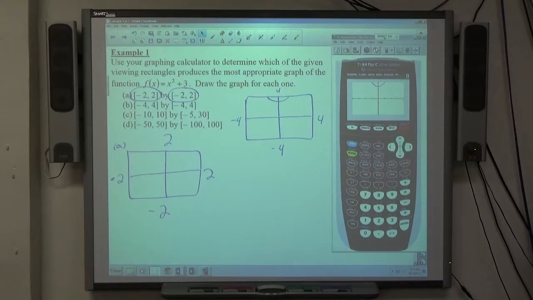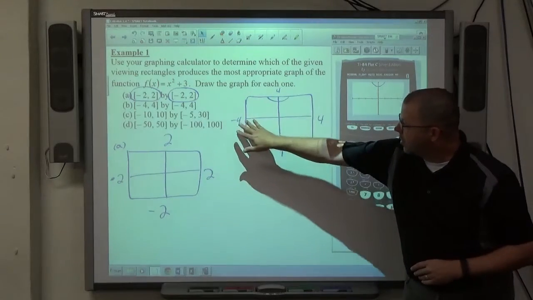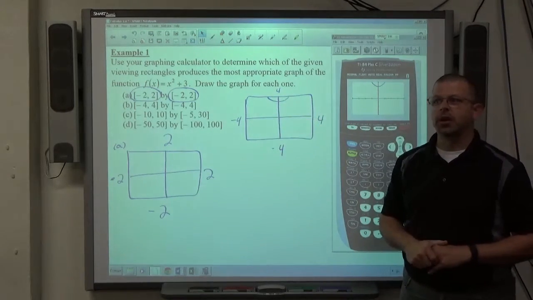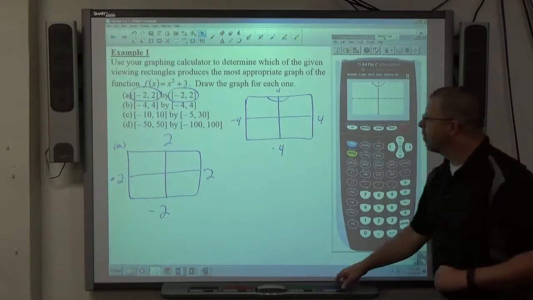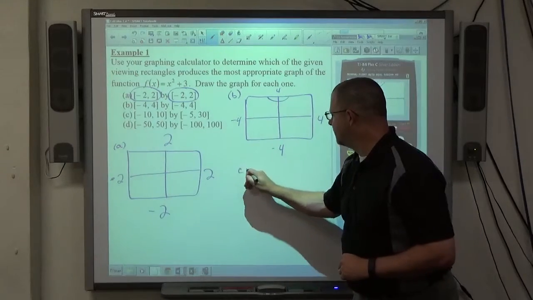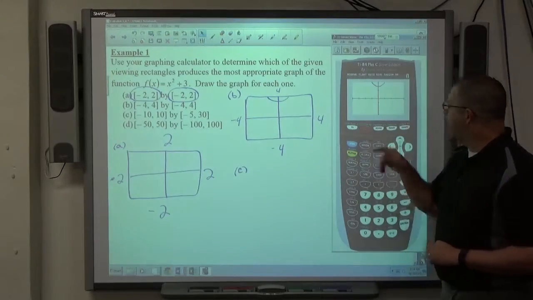All right. But again, what I'm looking for in your paper though is what was the x min and max, what was the y min and max, what did the picture on the calculator look like. All right, and that was part B. Okay, moving on to C. Go back to my window.